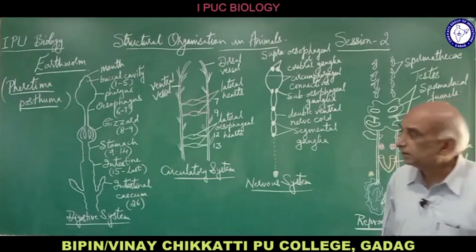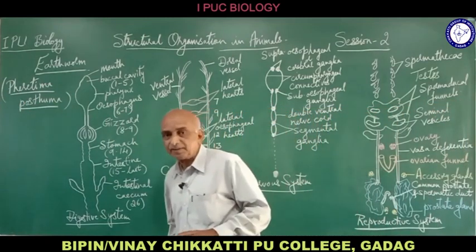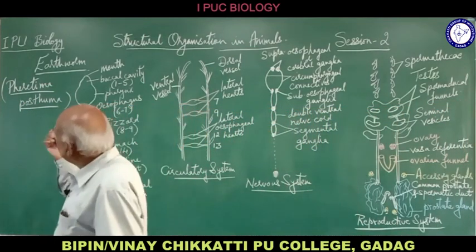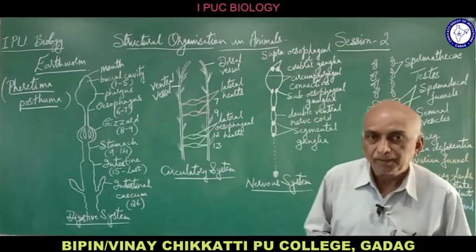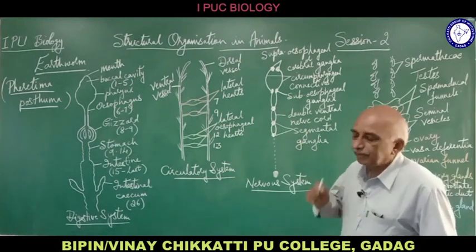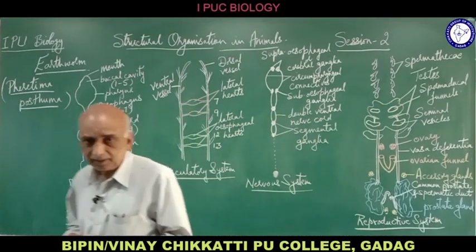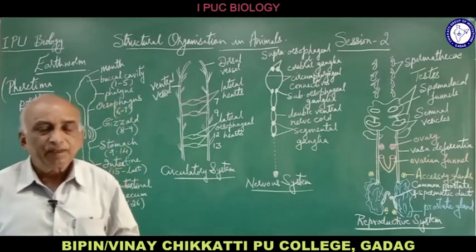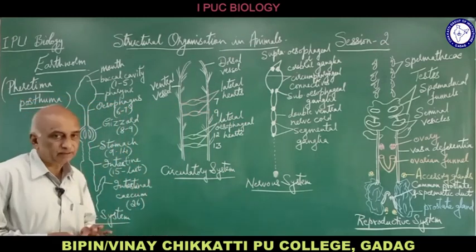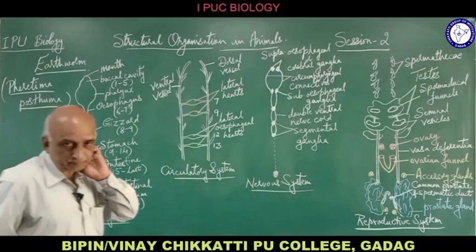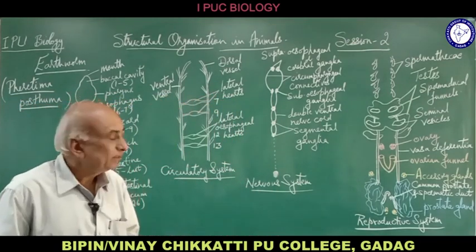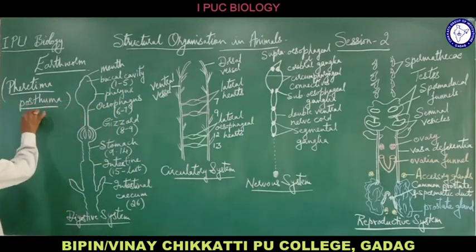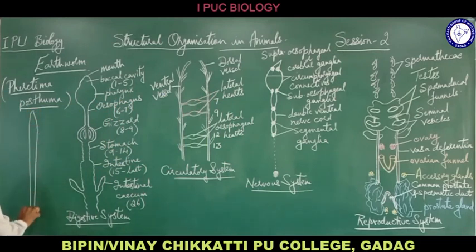There are different genera and different species of earthworm. This Pheretima posthuma is one example whose life history we are studying: the morphology, the anatomy and reproduction. So, morphology of earthworm. The earthworm Pheretima posthuma is a segmented animal.